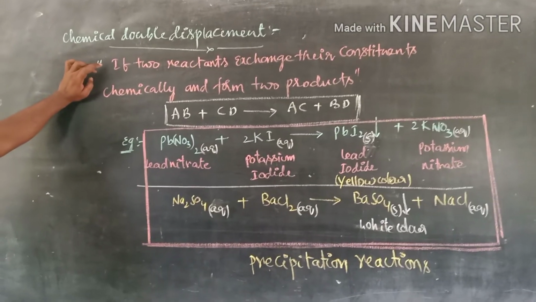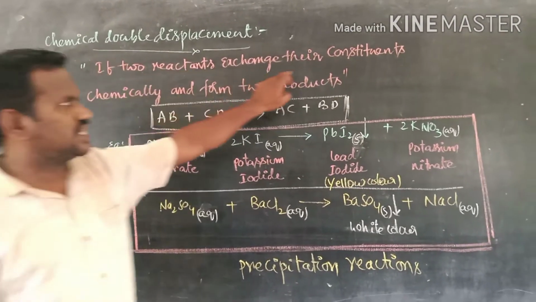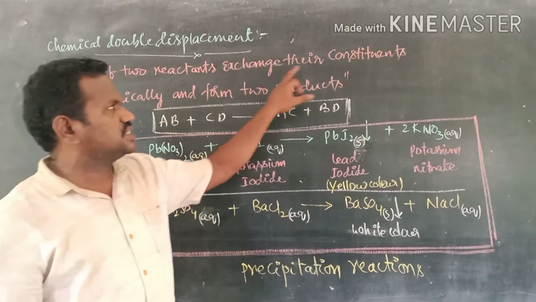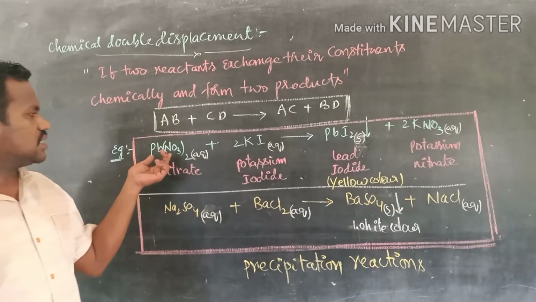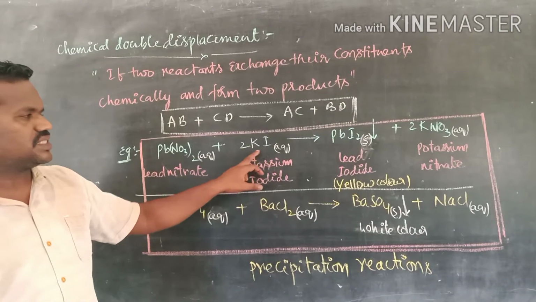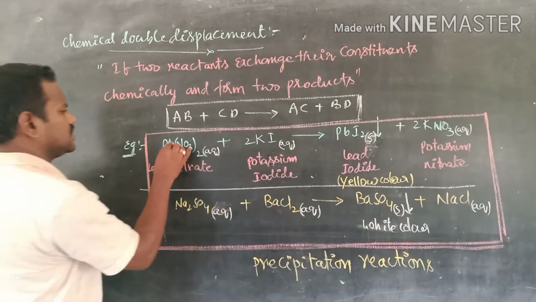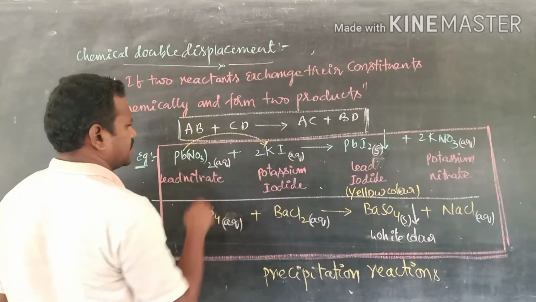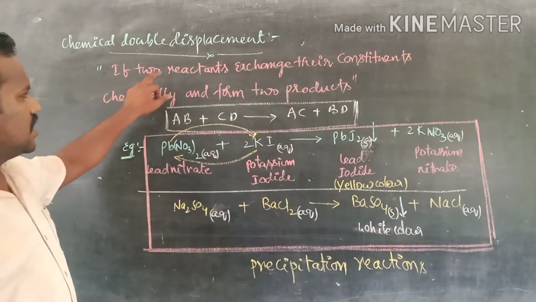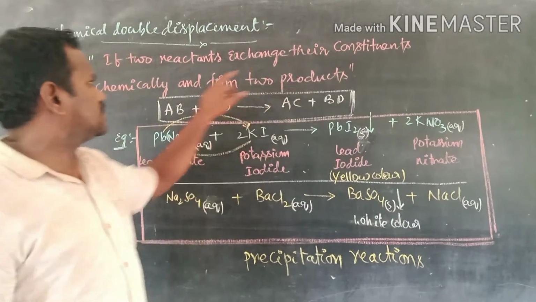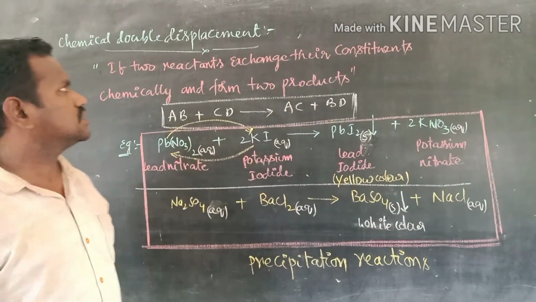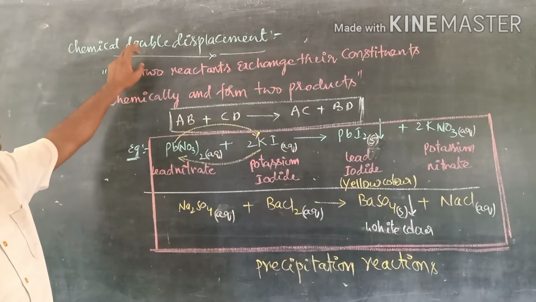Now, if two reactants exchange their constituents, here the constituents of these two reactants are lead and nitrate, potassium and iodide. The place of lead is displaced by iodine and the place of iodine is displaced by the lead. The two reactants exchange their constituents chemically and form two new products. That is the chemical double displacement reaction.